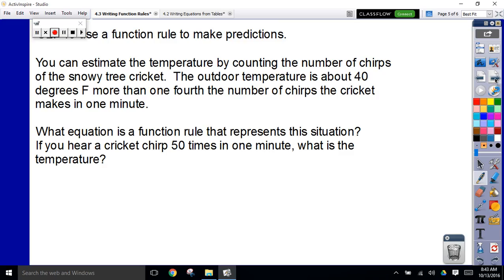So I'm going to pause the video for a minute. I want you guys to think about what equation you could write. So I want everybody to attempt to write an equation. You could go on and try to answer the second question as well.